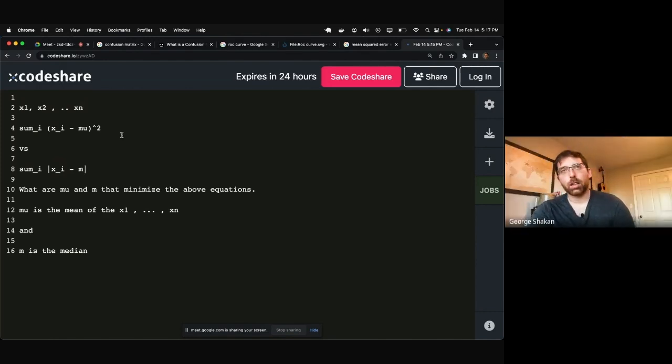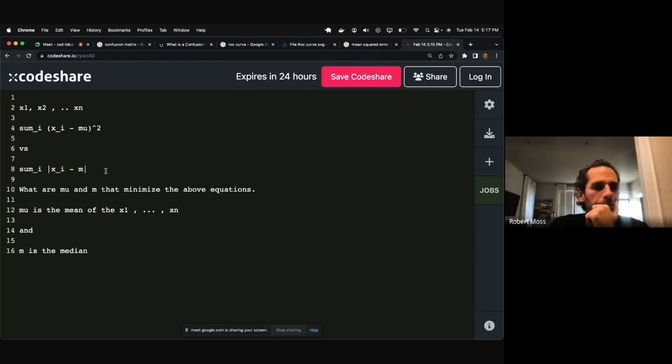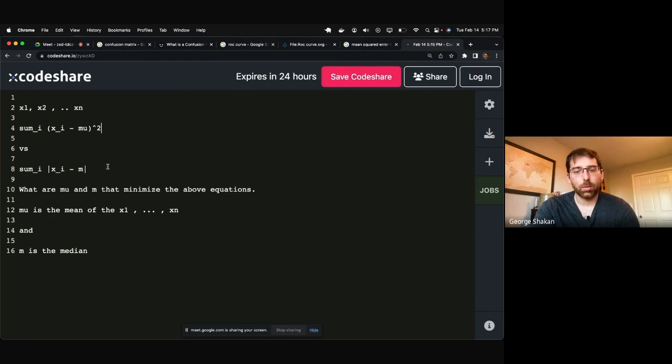So if you put this back into your machine learning setting, eventually what you'll find is instead of trying to predict on average what happens with your model, if you use the mean squared error, you're trying to predict the mean, and if you use the absolute error, you're trying to predict what happens in the median, basically.